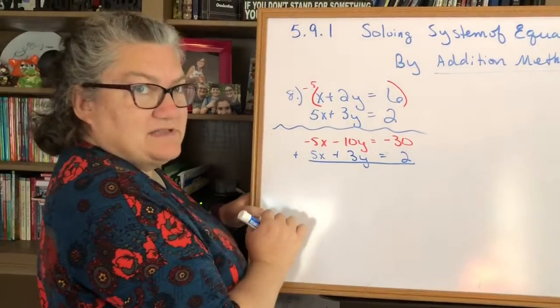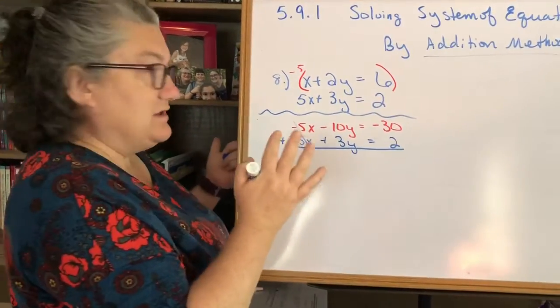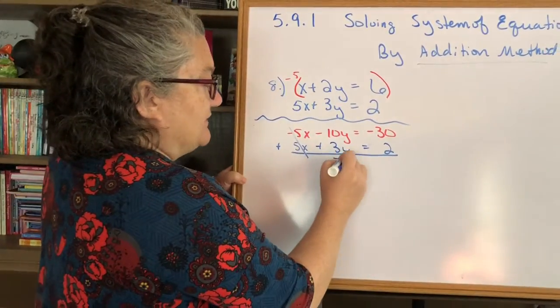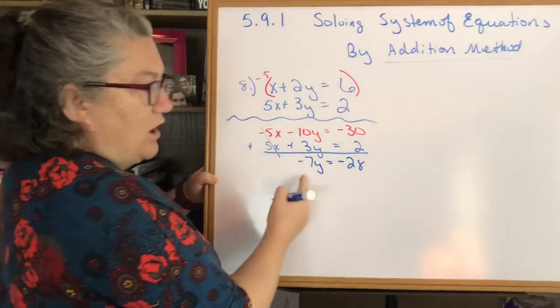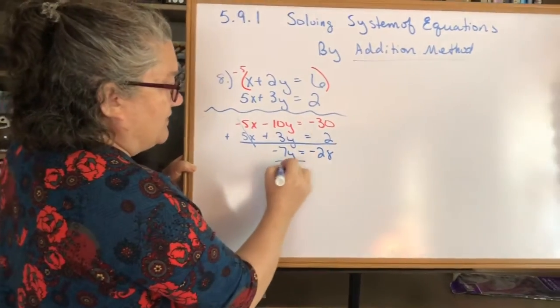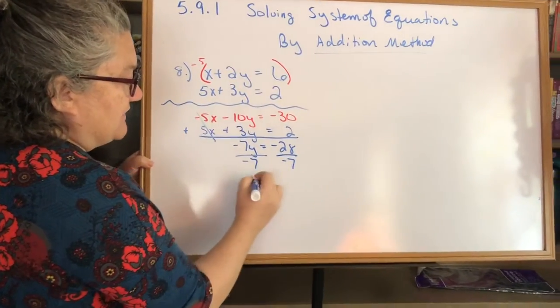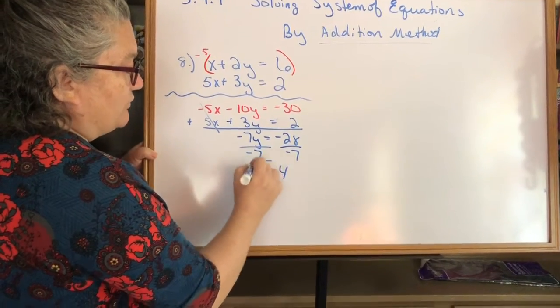-5 and +5, that goes away. That's what we want to do. And then over here we have -7y equals -28. Then I solve this resulting equation for the variable: -7y equals -28, so y equals +4.